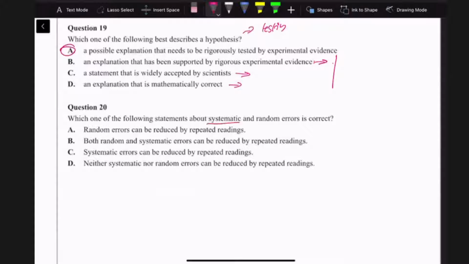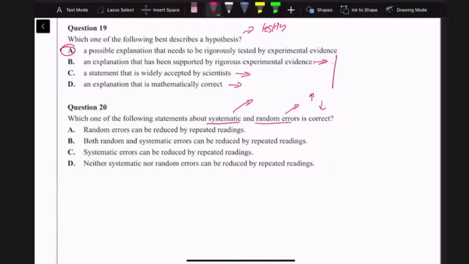So systematic and random errors. Systematic errors are ones that are built into your instrumentation or something. You can't really get rid of them, and they affect every one of your readings. Random errors are things that may happen once or twice, and it's not known whether they increase a value or decrease a value.